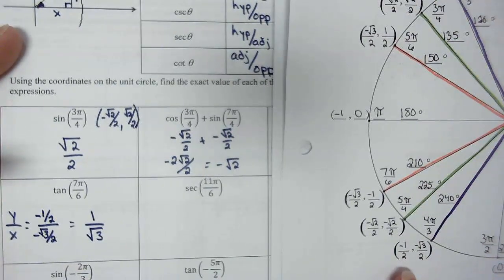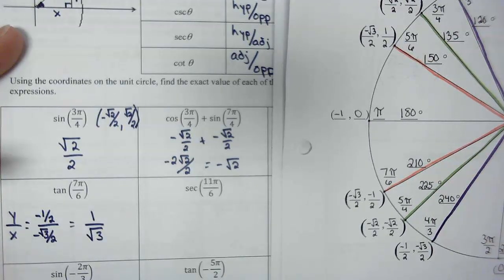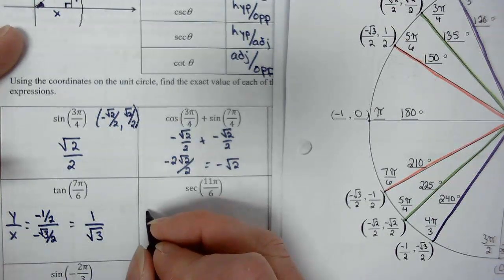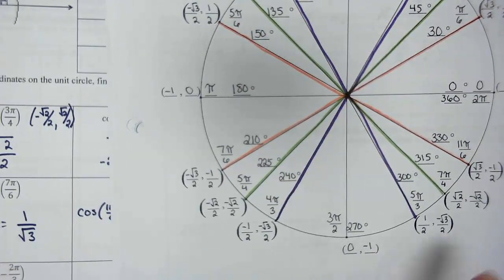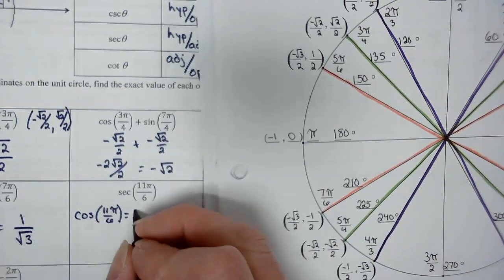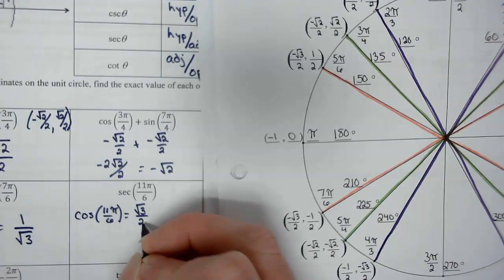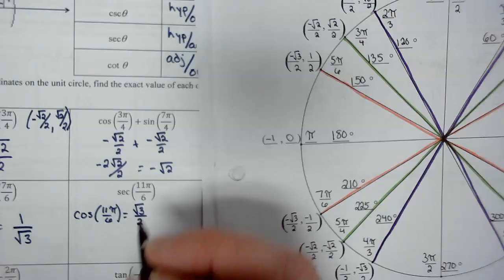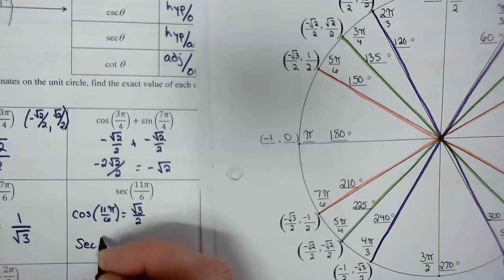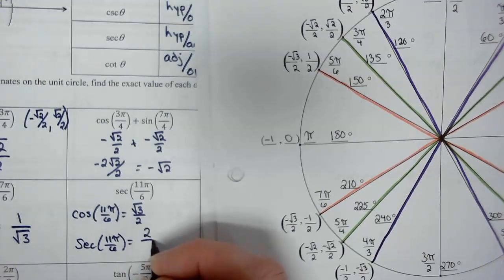Secant of 11 pi over 6. Well, I'm going to start with what is cosine of 11 pi over 6. And cosine would be the x value. That's square root of 3 over 2. Secant is going to be the reciprocal. So secant is going to be 2 over the square root of 3.